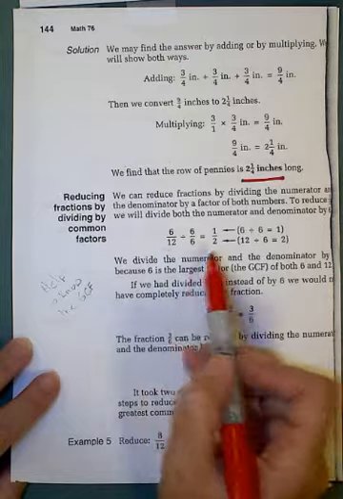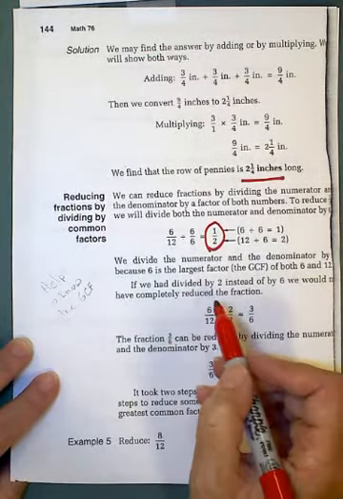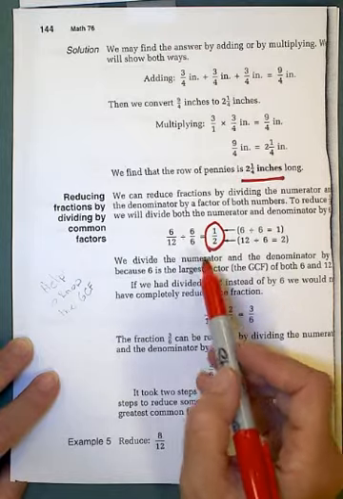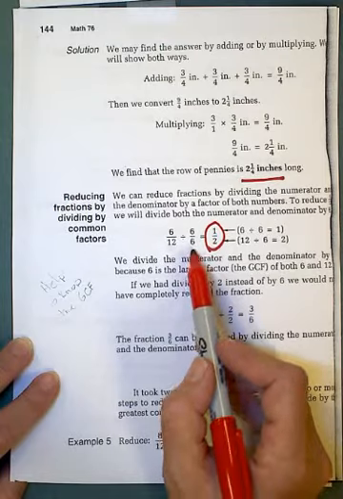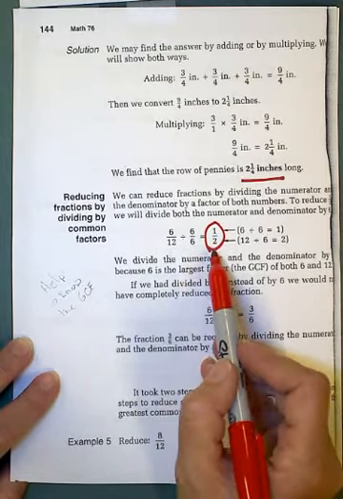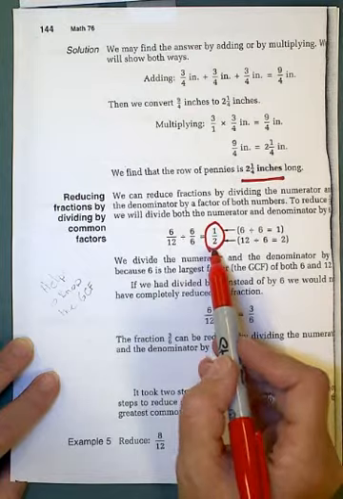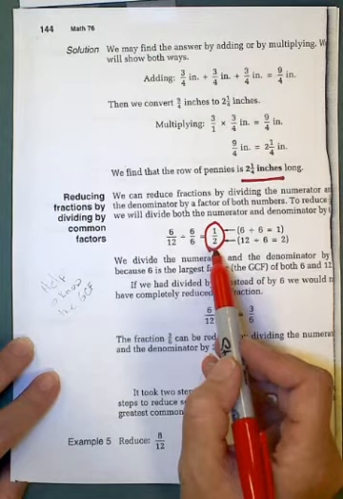Notice, because I divided the numerator and the denominator by the same number, I have not changed the value of this fraction. 6/12 is truly equivalent to 1/2. I've simply written 6/12 in its simplest terms, 1/2.